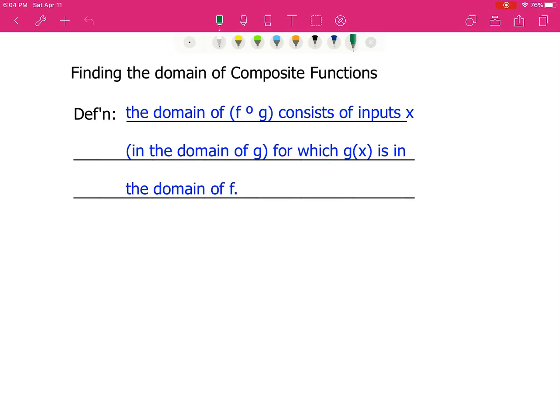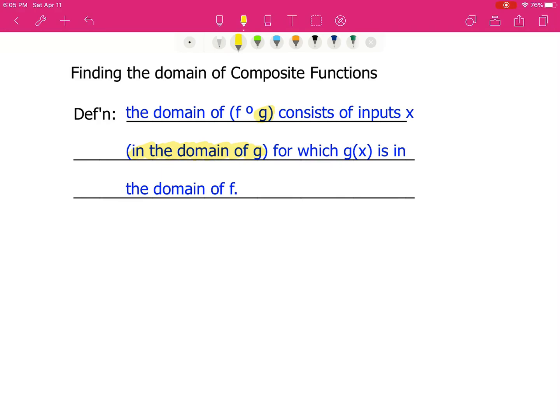Finding the domain of composite functions is a tricky idea to wrap your mind around. So I'm going to do my best to explain what this is trying to say here in blue. The domain of the composite function consists of inputs in the domain of g. That's a very important piece there. In the domain of g. So g is your function that is going to receive inputs first.